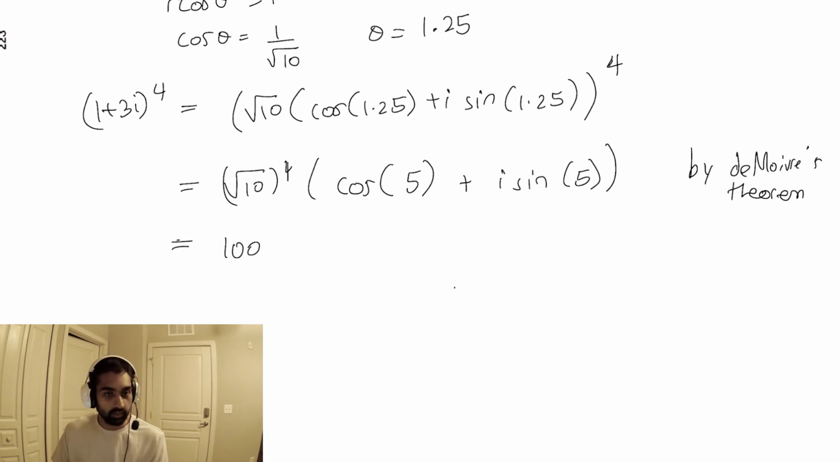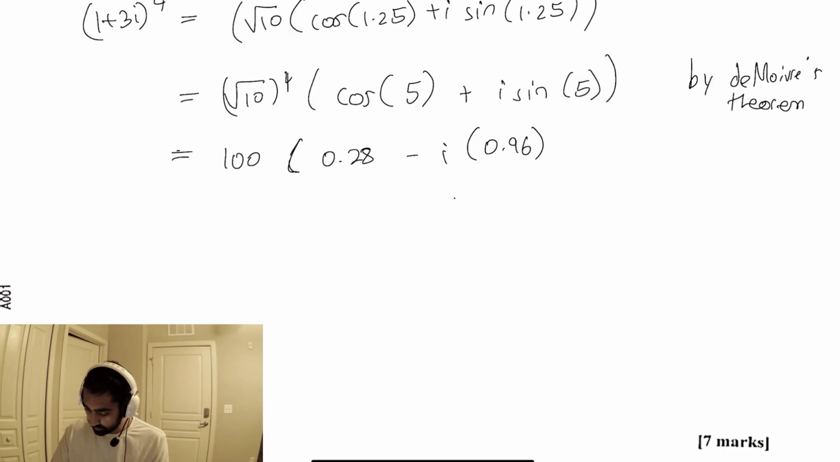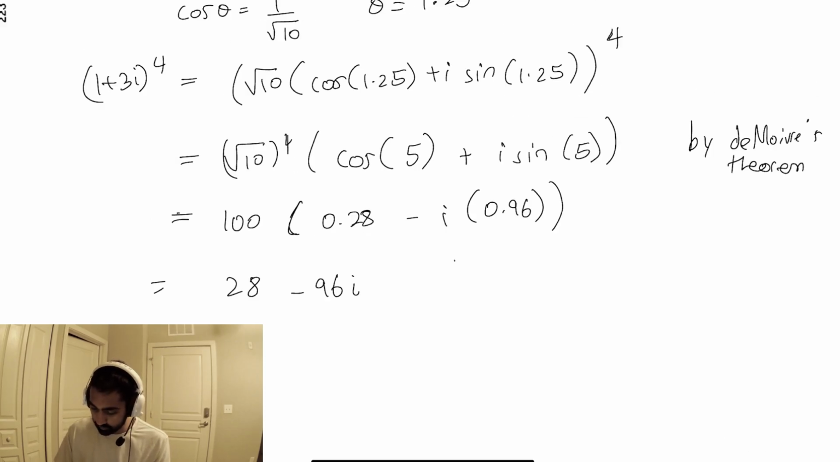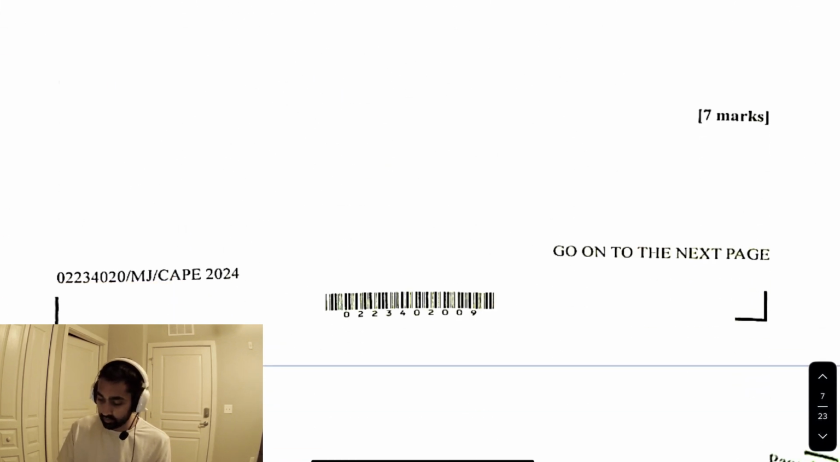And then what's cosine of 5? Cosine of 5 is 0.28 plus i times sine of 5. Oh, it's actually minus i times 0.96, which is in fact 28 minus 96i. That's exactly what they asked us to show.